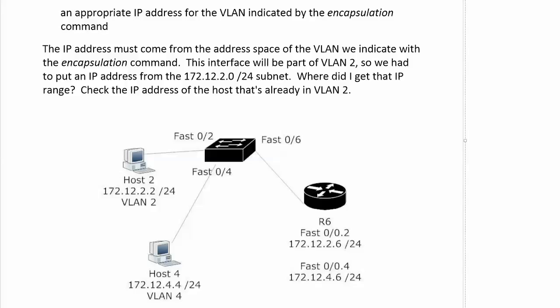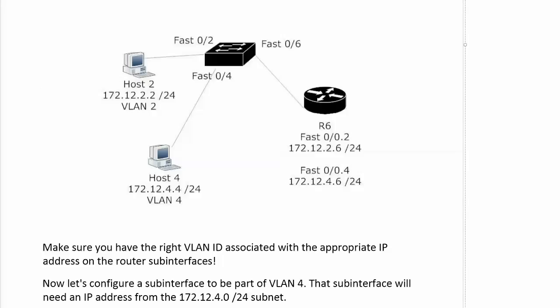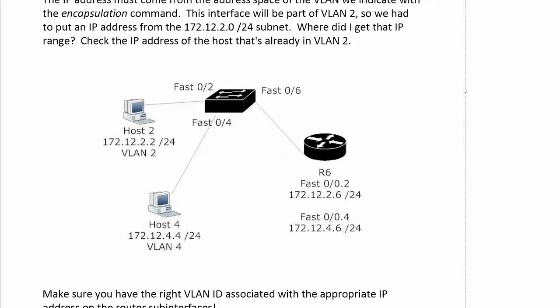And again, with fast 0/0.4, that sub-interface, where am I getting this IP address from? Well, I'm looking at the IP address space of VLAN 4, and it's 172.12.40/24. So I've got to give it an IP address that is on that particular subnet. And again, did I have to make it .6 to match router 6? No, I didn't, but it's just an excellent organizational tool. So make sure you have the right VLAN associated with the appropriate IP addresses on the router sub-interfaces.